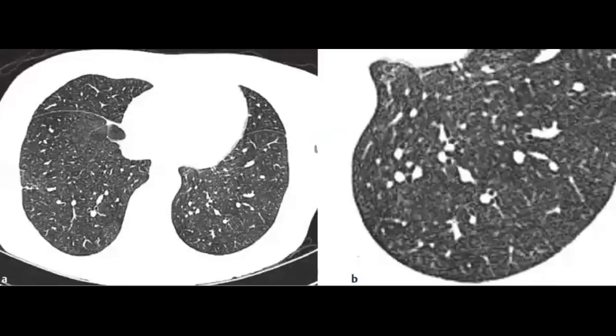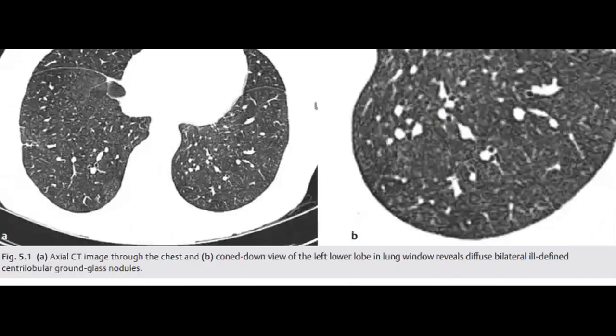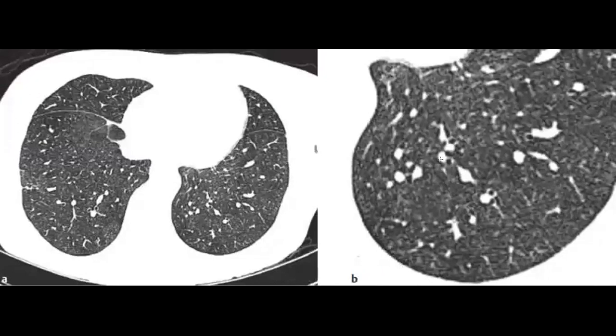So maybe in this one you can think about centrilobular nodules. I hope that you can show them here. Yes, in the high resolution, centrilobular ground glass nodules. Yes. Hypersensitivity pneumonitis. You can think about bronchiolitis, and one of the important causes is hypersensitivity pneumonitis. I see some answers. Yes, respiratory, interstitial lung disease.